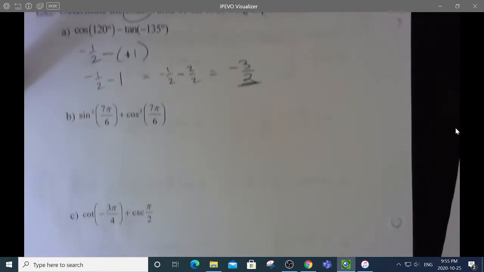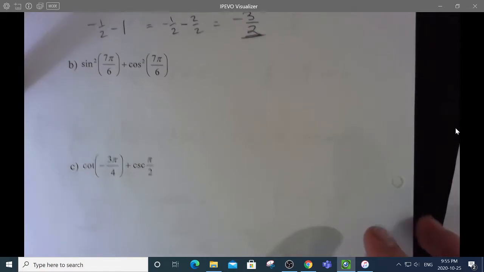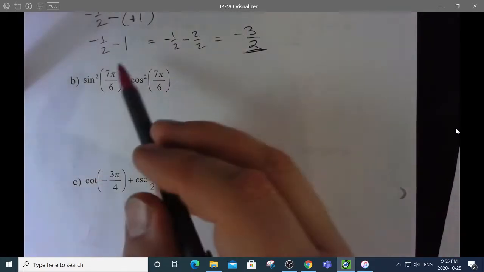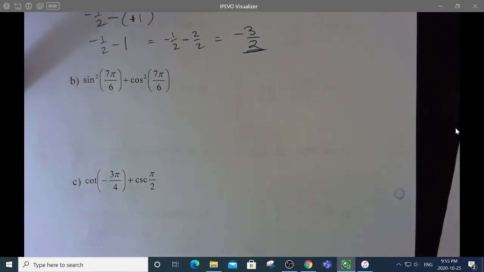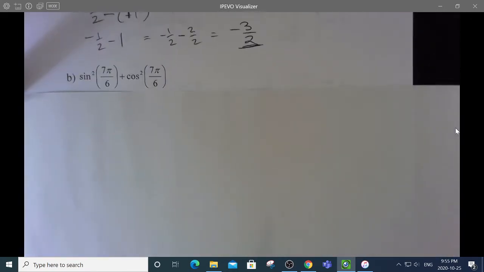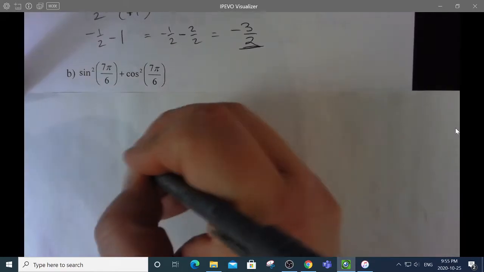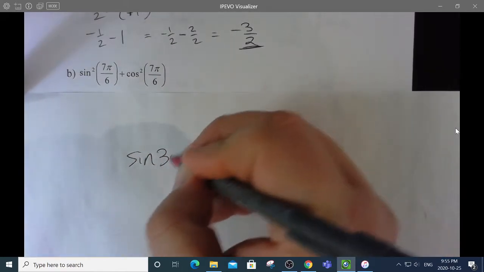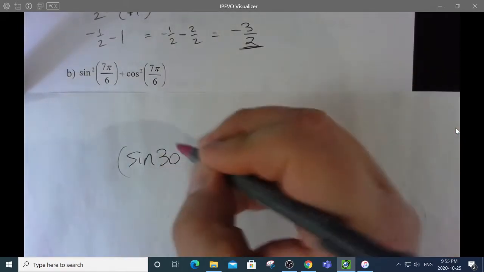Okay, I don't think we've had this conversation yet. This is a good place to have it. What the heck does that mean? Well, actually, think about this. If I wanted to take the sine of an angle, let's say the sine of 30 degrees, and I wanted to square it, well, I could put it in a bracket like that.